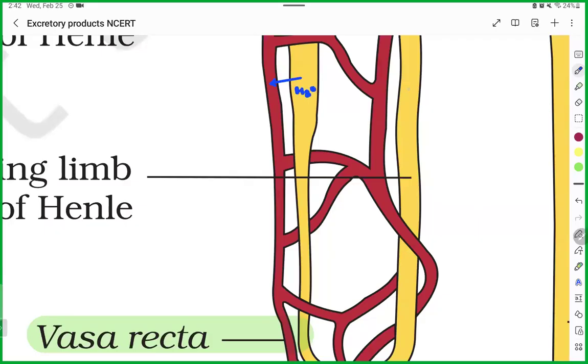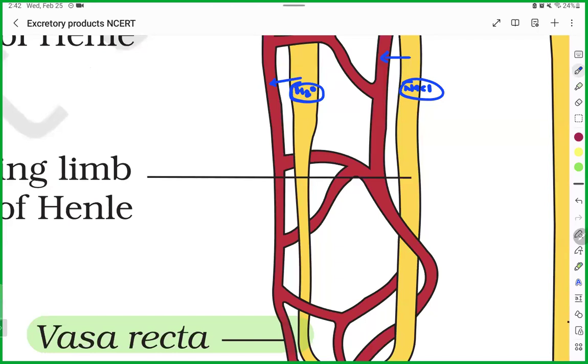If NaCl is coming out of the descending loop of Henle, where will it go? It will go to the vasa recta. Why? Because we want to send the useful material back to our blood, so the blood can utilize it. Otherwise, if we are not utilizing it here, the same water and NaCl will come out through urine, and we are wasting our important nutrients.